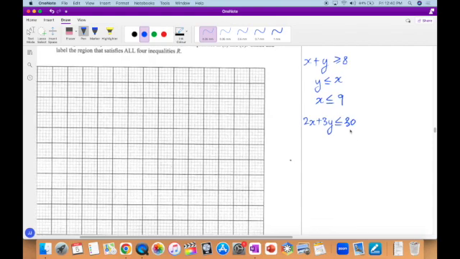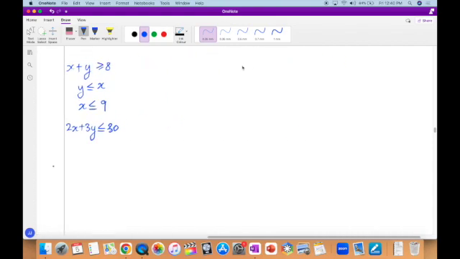So what we need to do first is pretend that these things are straight lines. So if they are straight lines, this would be the line y is equal to x. This would be the line x is equal to 9. This would be the line x plus y is equal to 8. So therefore, y in terms of mx plus c, it will be minus x plus 8. So we could expect this line to look like this and be cutting the y-axis at 8.